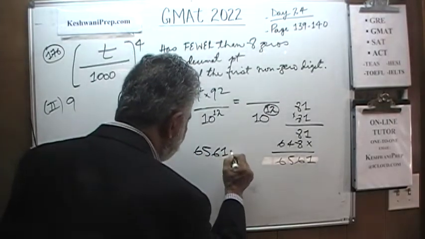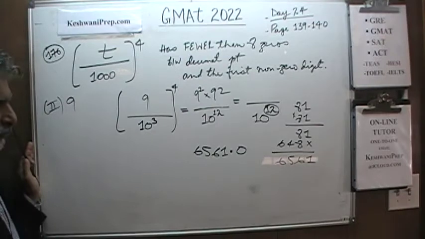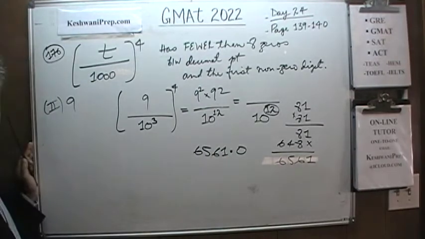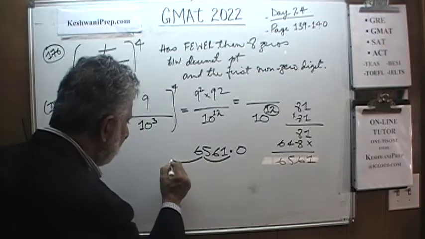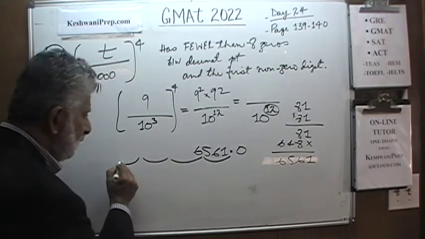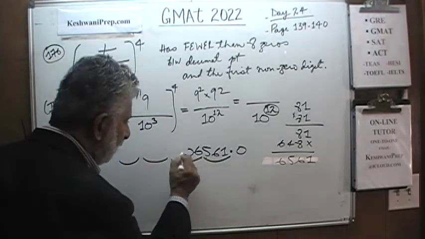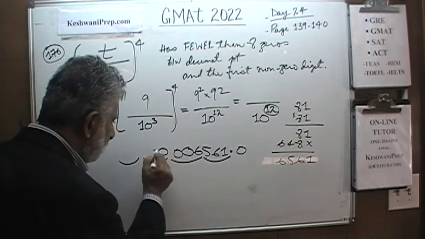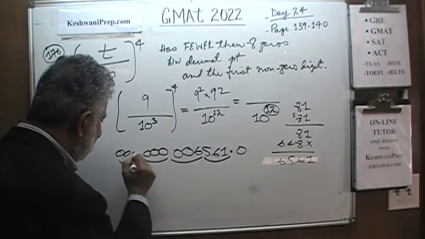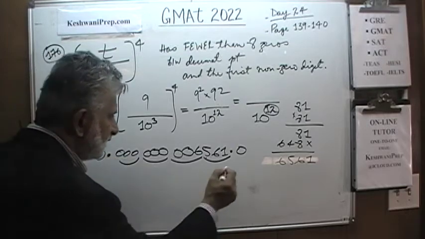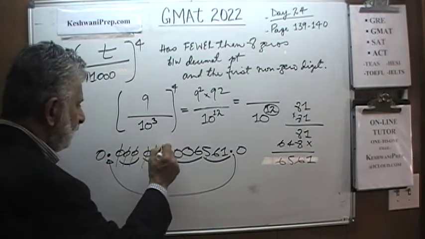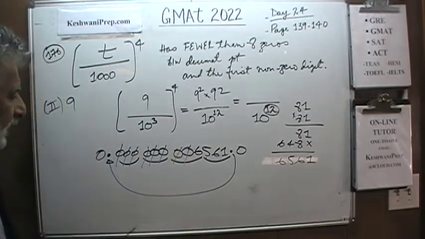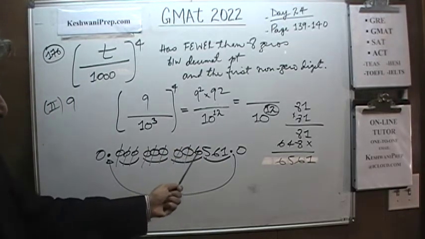6561 has a decimal place that is sitting here. We have to move this thing 12 places. So let's do that. That's 3 places, 3 more, and then 3 more, and then 3 more. And now the decimal ends up here, and we have 1, 2, 3, 4, 5, 6, 7, 8. There you go. Voila. 8 zeros. We have 8 zeros before we hit the first non-zero digit.